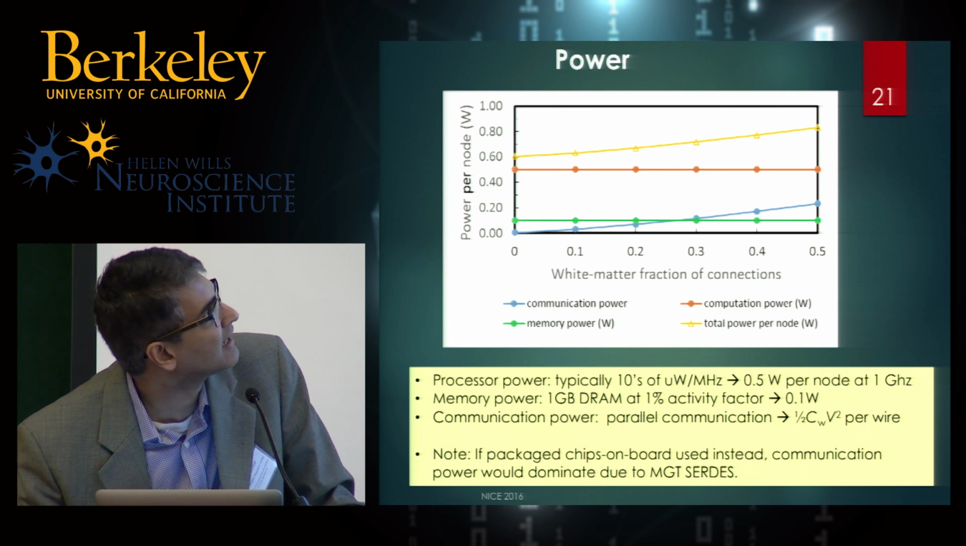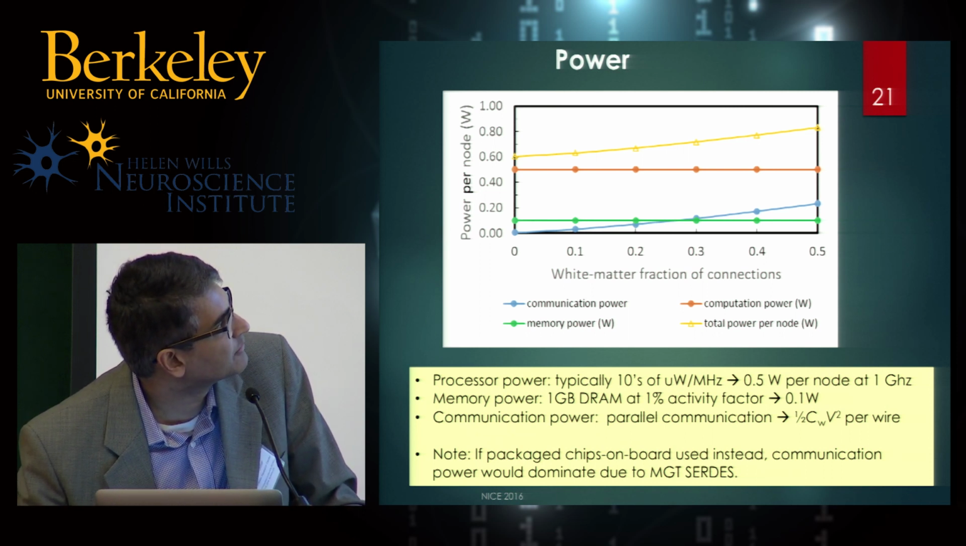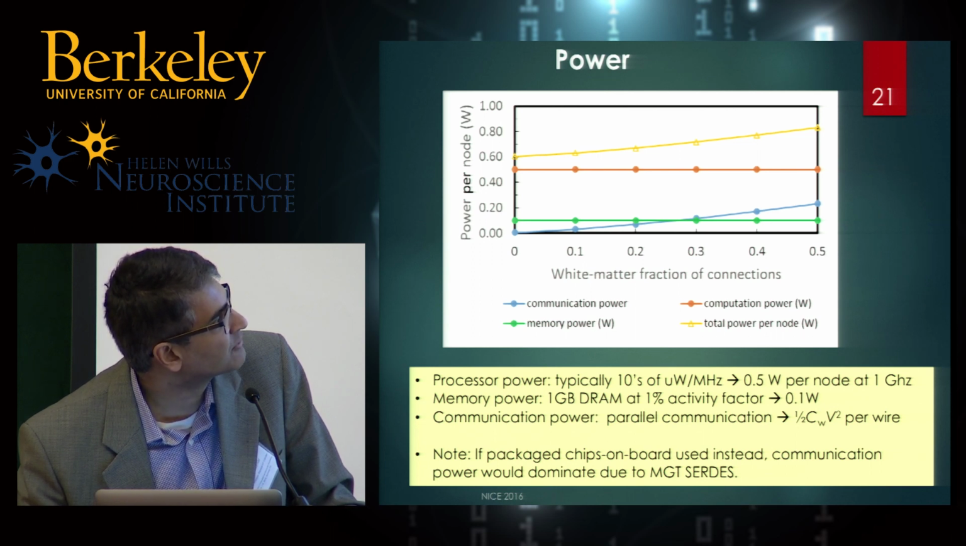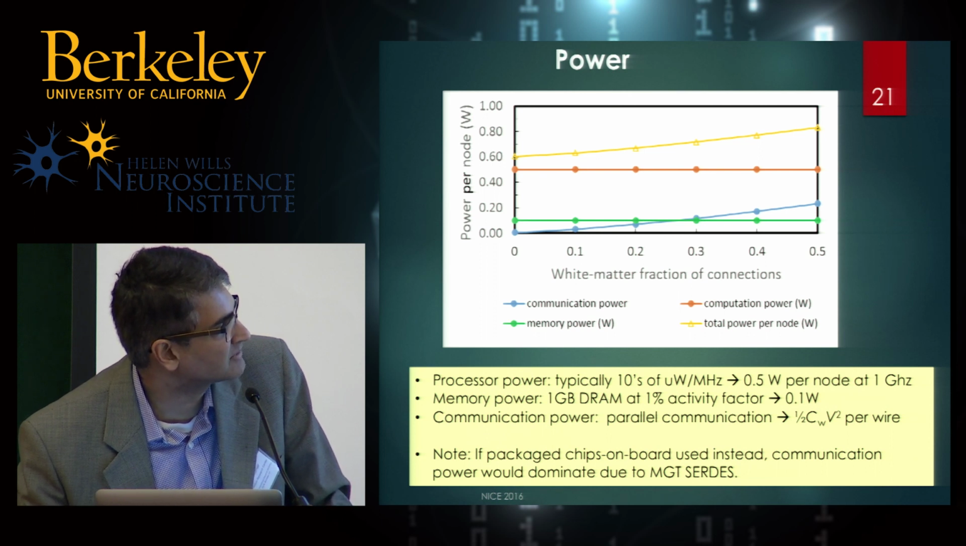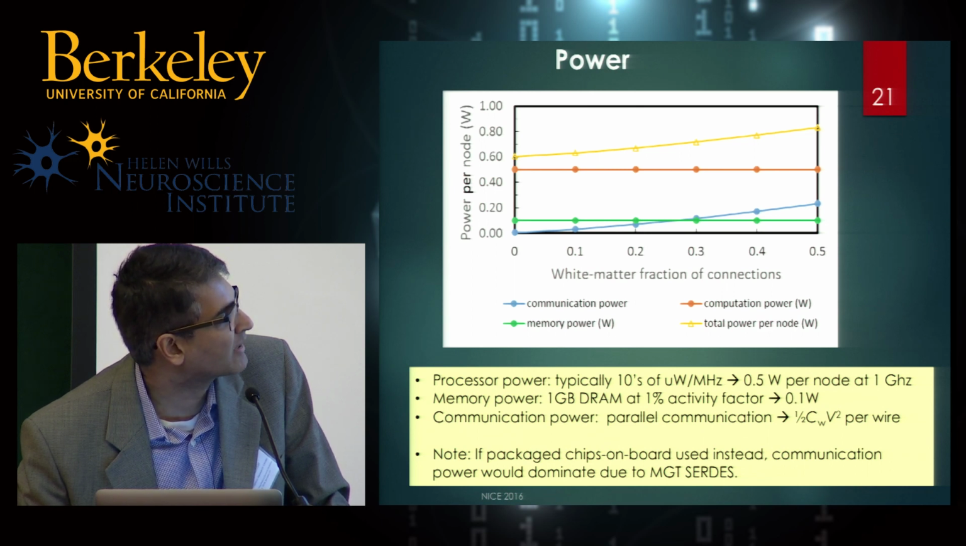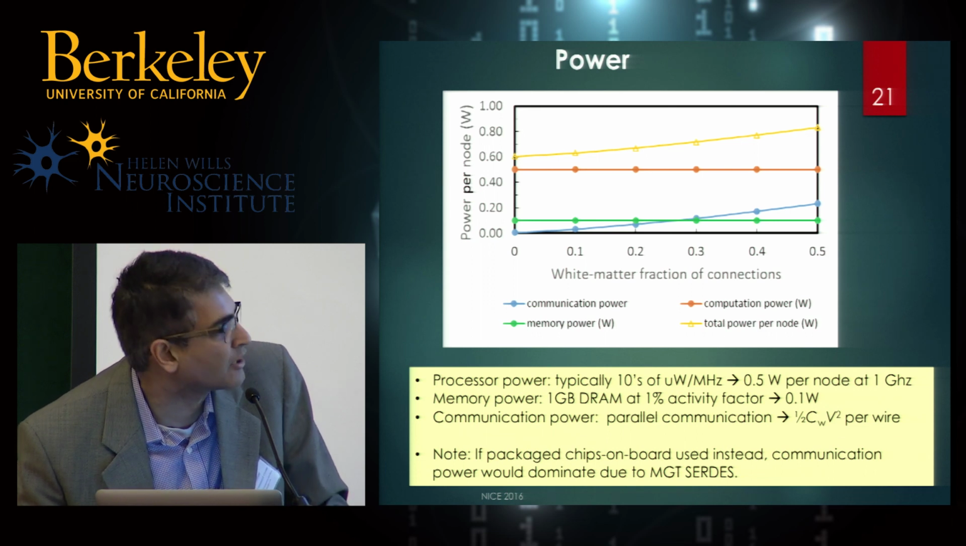Next, we look at the power. This plot shows the communication power in blue, the memory power in green, the computation power in orange, and then adding these up, the total power that's expected per node. Let me go through these step by step. For the computation power, we used numbers from ARM type cores, which are in the range of a few tens of microwatts per megahertz, which adds up to about half a watt per node at 1 gigahertz. For the memory power, using standard data sheets for 1 gigabyte of DRAM at 1% activity factor, this is roughly in the range of 100 milliwatts.